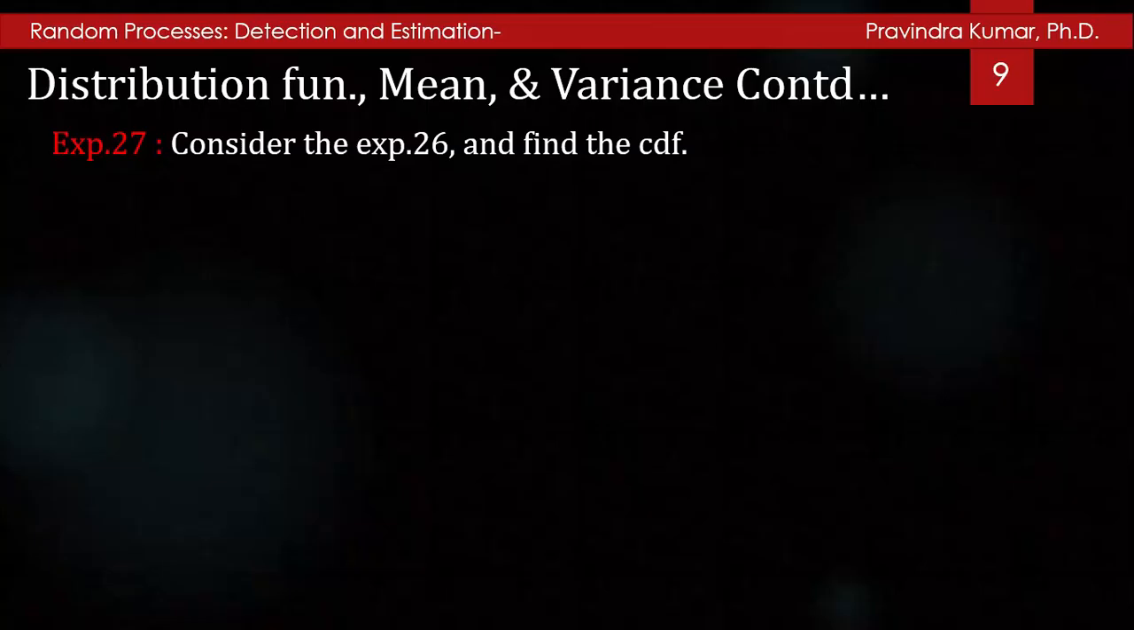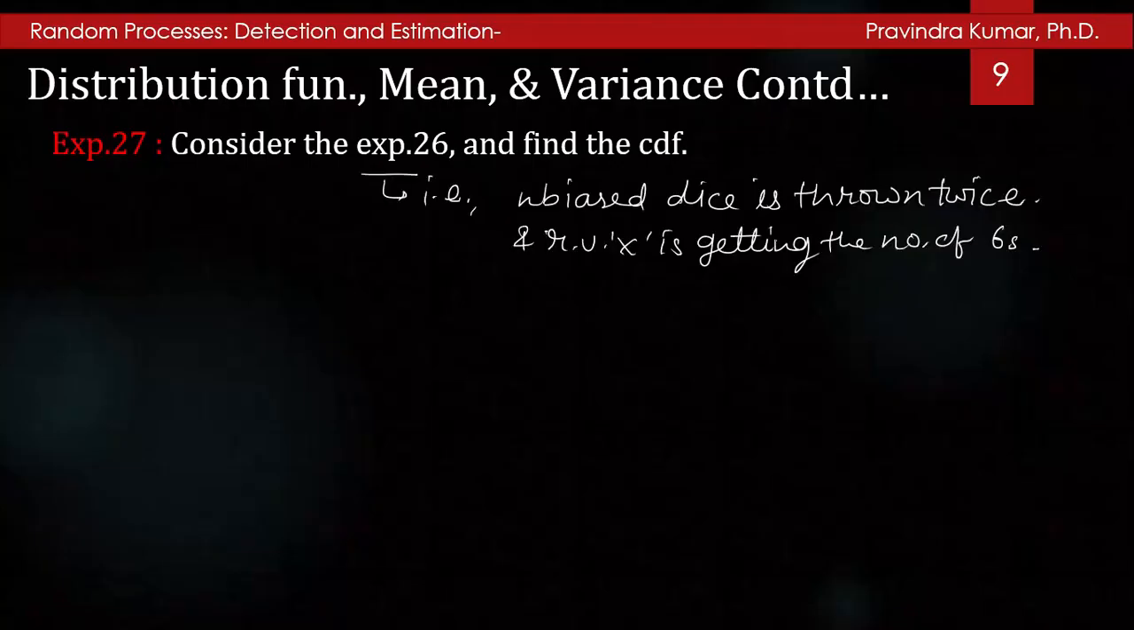Now consider the previous example 26, where an unbiased dice is thrown twice and the random variable x is the number of 6s. We have thrown the dice two times. In one throw, the number of outcomes is 6, and in the second throw the number of outcomes is 6. So there will be a total of 36 outcomes in this case.